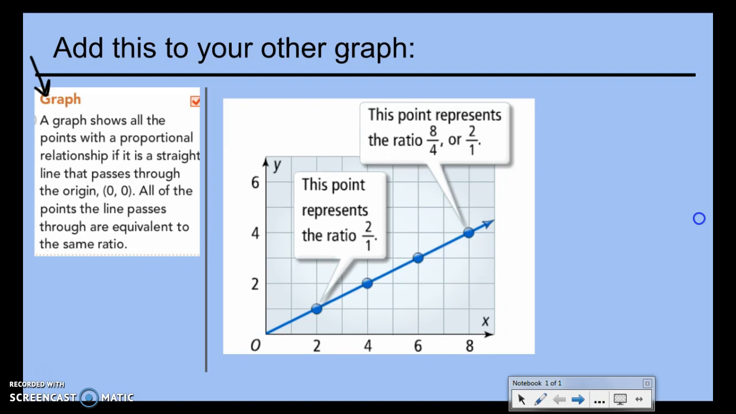If it forms a straight line going across your axis, or across your plane, whatever you want to call it, then that means they're proportional. Now, if your lines are doing this, and you have dots all over the place, and they don't join a line, then you know it's not proportional. Okay? Just in case you're wondering how that works.